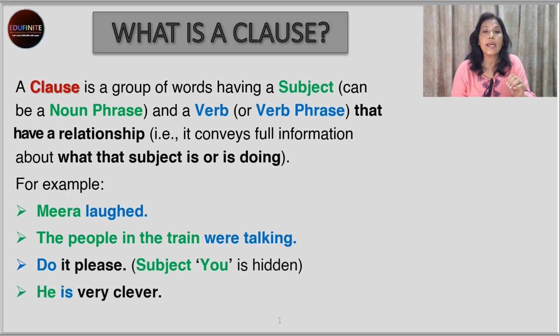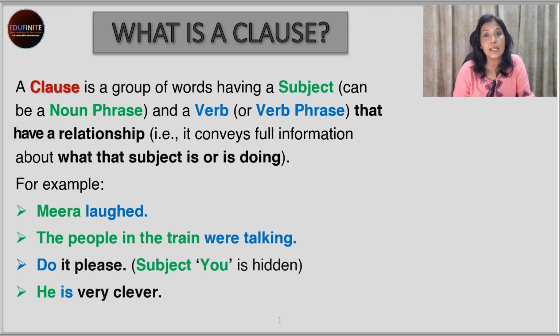The next one. He is very clever. Now over here there is subject he, there is verb is, and there are few more things beside these two words to give us a complete meaning. So this is also a clause. Now, so a clause we've understood till now that it is a group of words. It will have one subject and one verb, and it will give us a complete meaning. So that's the crux, or that's the gist of what is a clause.